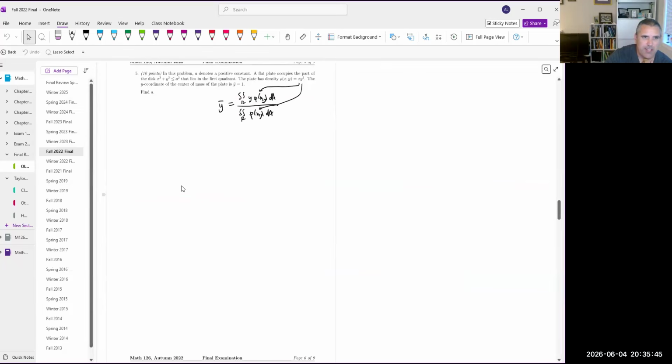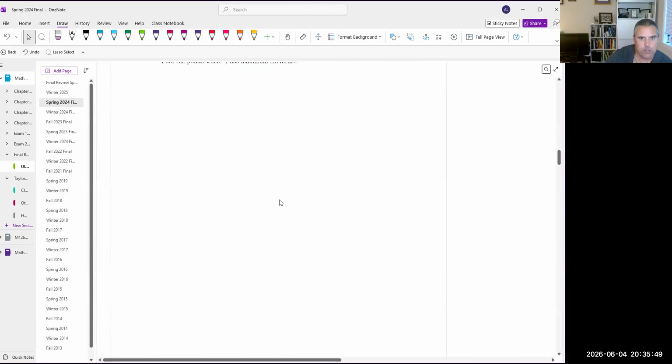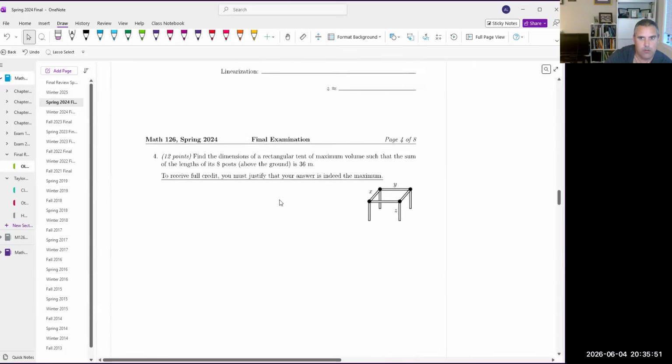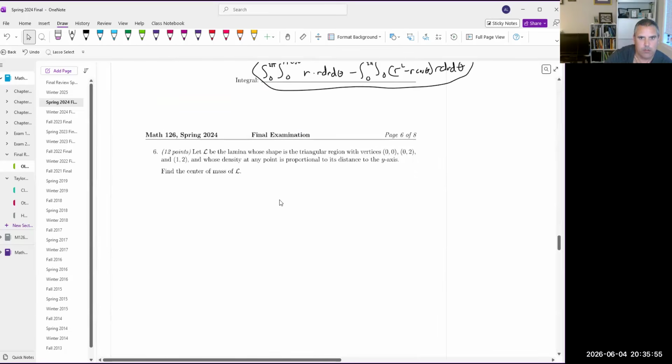That's a center of mass. There's an extra unknown, so maybe that shouldn't be our first center of mass question we do here in this review. I think I've been through this entire one.